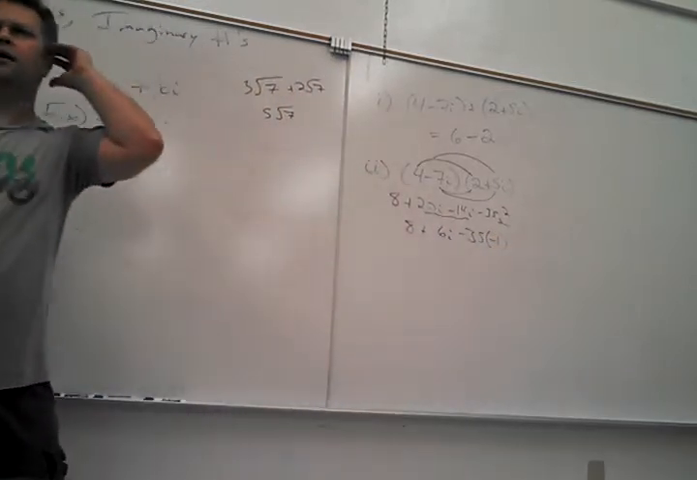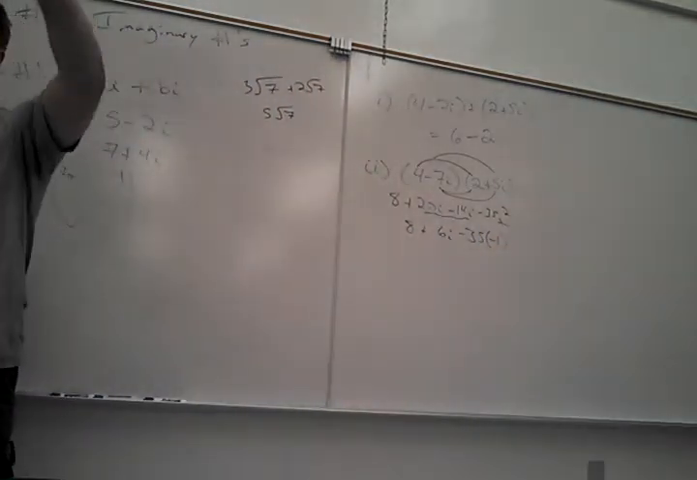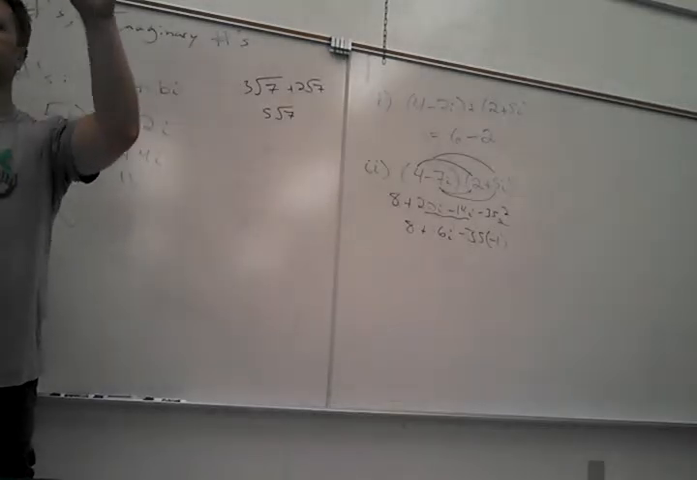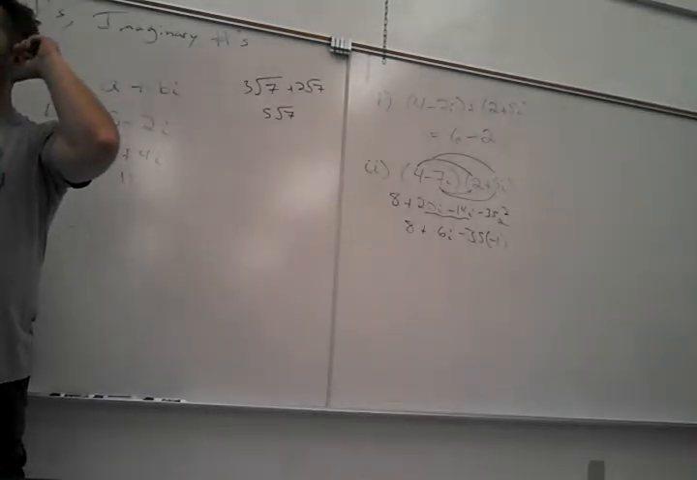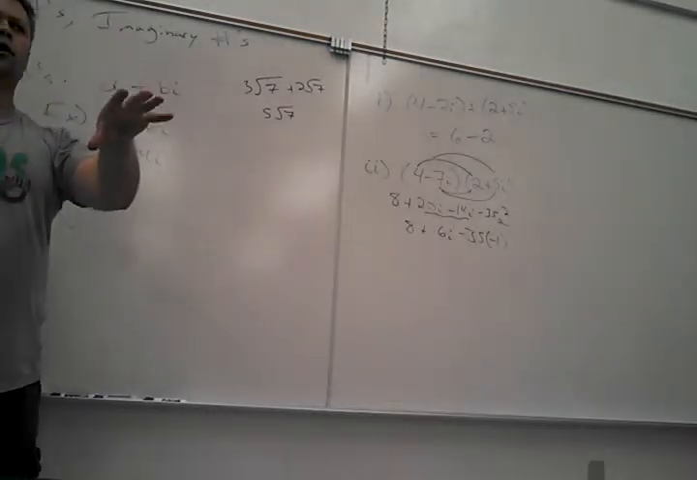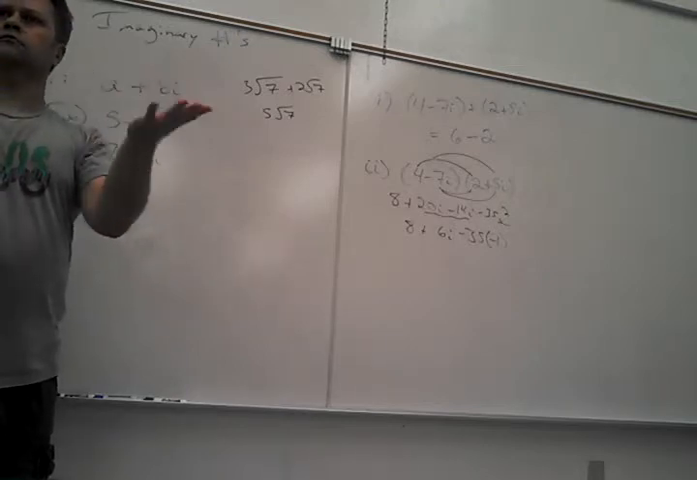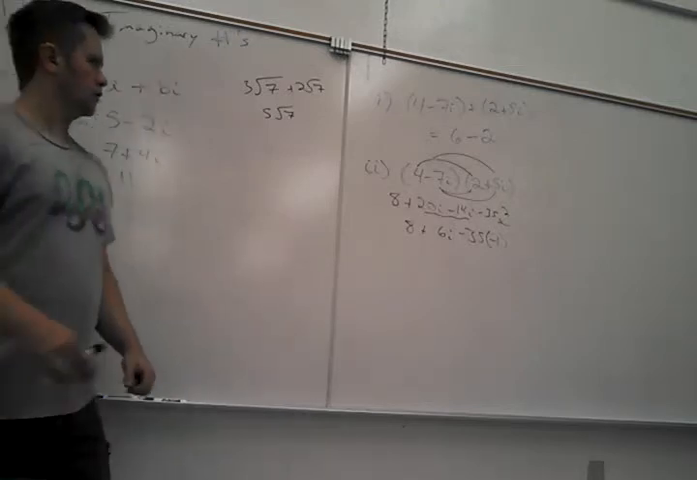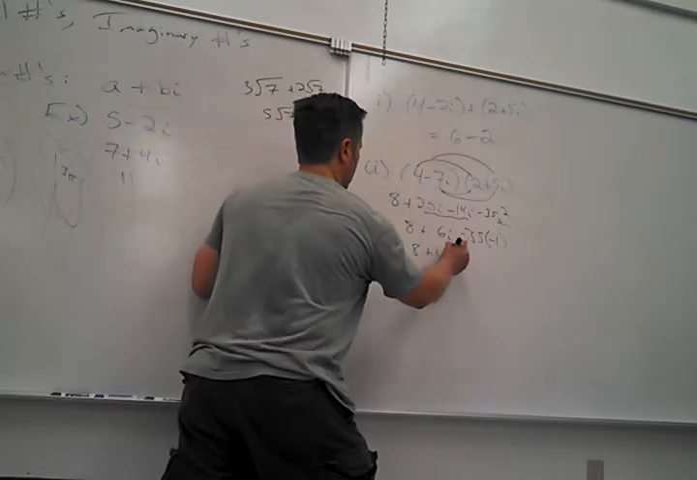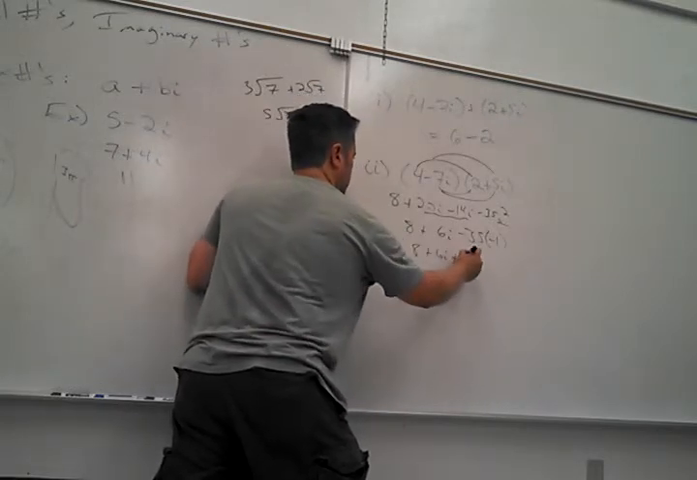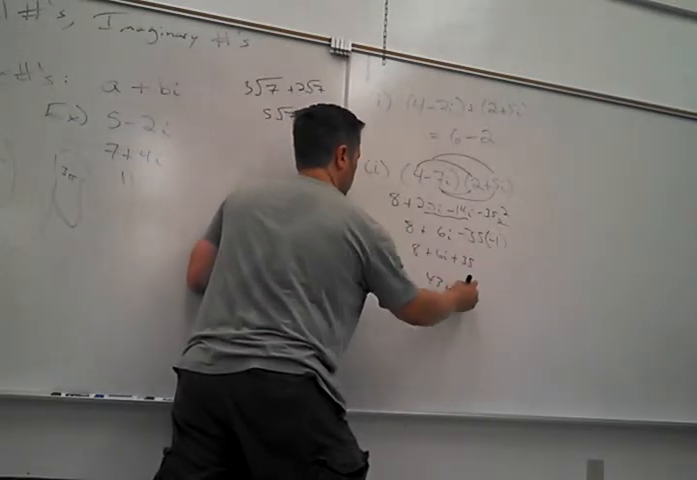So that's what I meant earlier when I said the most important part of the whole list was i squared. It's the one that happens the most. When I FOIL things out, I'm going to have an i squared term. i squared is negative 1, so go ahead and put negative 1 in there. So then you get 8 plus 6i plus 35. 43 plus 6i.